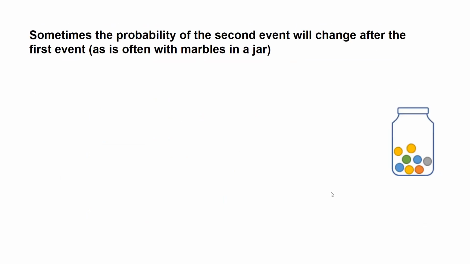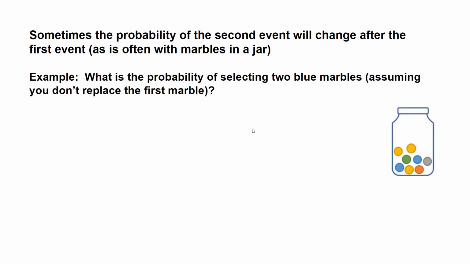Sometimes the probability of the second event will change after the first event. This is where it gets a little bit complicated, but we will try to get through this. What is the probability of selecting 2 blue marbles? And it's telling us that we should assume we don't replace the first marble.